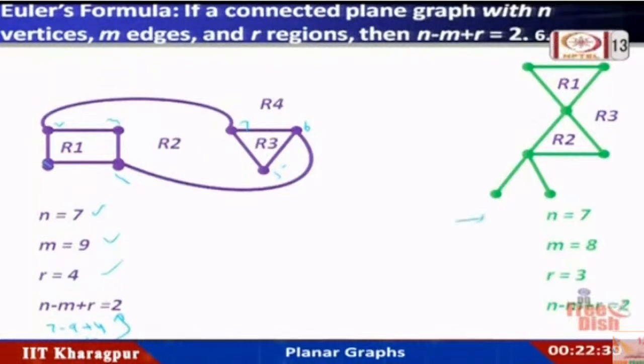Let us take another example graph. Here we have 7 different vertices, 8 different edges, 3 different regions which are shown R1, R2 and R3. If we plug into this formula, 7 minus 8 plus 3, that becomes 2, and hence it is satisfied. So it's not a coincidence, but all such connected plane graphs will satisfy this formula, and this formula is called Euler's formula.